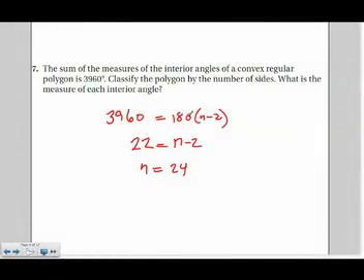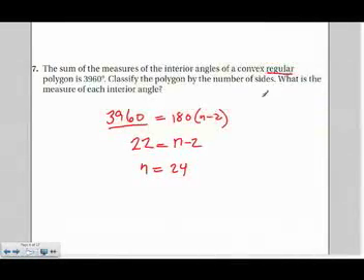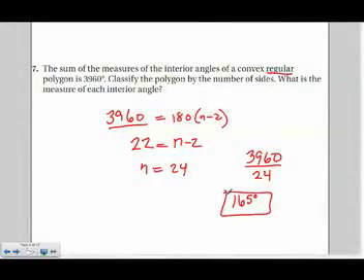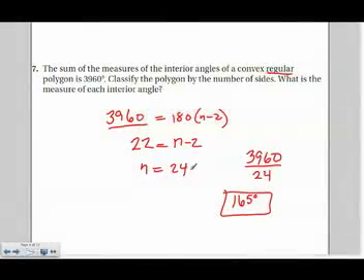What is the measure of each interior angle? Now, that's the number of sides. If this is the sum of them and this is a regular polygon, then each of the angles are congruent. So I just take the 3,960 and I divide by the number of sides, 24. So 3,960 divided by 24, and we get 165 degrees per angle. Classifying the polygon by the number of sides, this is a 24-gon.